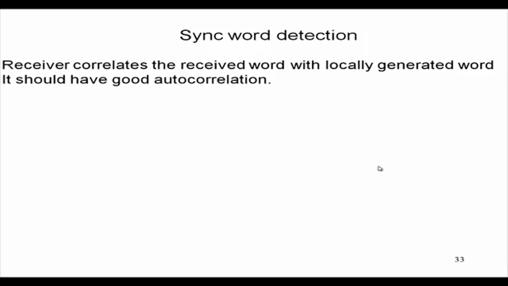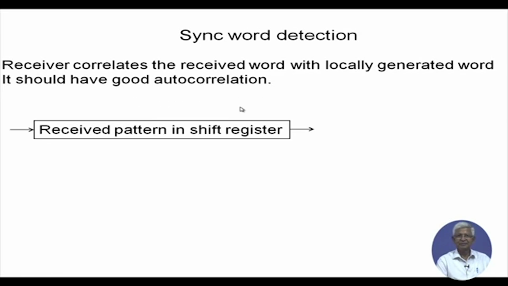That is another aspect, but let us look at these two things. So, how is the sync word detected? Let us see first. The receiver correlates the received word with a locally generated word, because the sync pattern is known at the satellite also. So, a locally generated word should give a good autocorrelation.